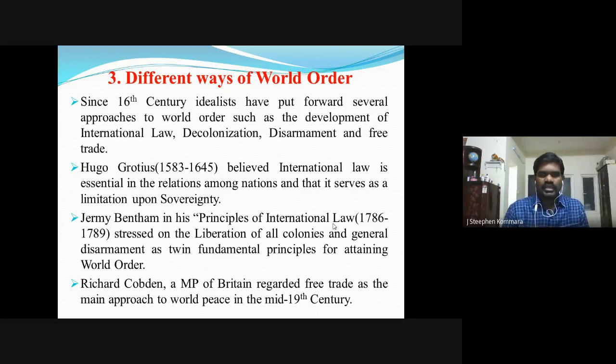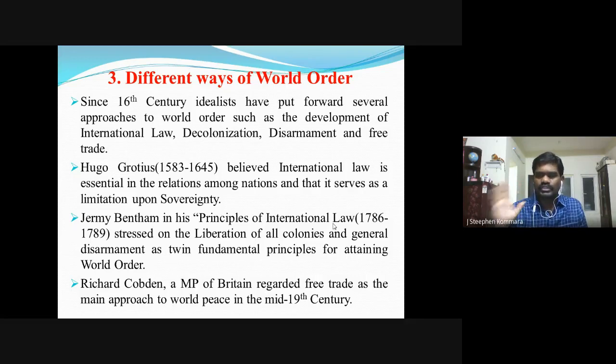And Jeremy Bentham, in his essay, The Principles of International Law. In this essay, Jeremy Bentham stressed the liberation of all colonies and general disarmament as twin fundamental principles for attaining world order. So he declared twin fundamental principles for attaining world order. That is the liberation of all colonies, and another one is disarmament, general disarmament. So Jeremy Bentham stressed two fundamental principles, that is the liberation of all colonies.